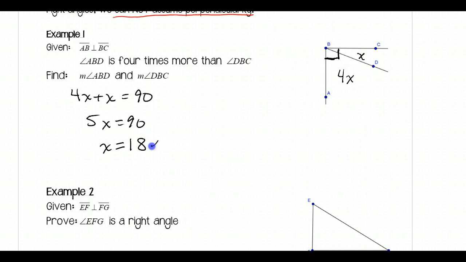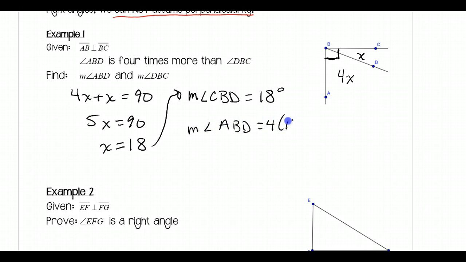18. And once we have that x is 18, I can find the measure of angle CBD. That's just going to be 18 degrees. And the measure of angle ABD is going to be 4 times 18, or 72. Actually, I don't need the degrees over here if I'm going to have the m. Okay, so there's our two answers.